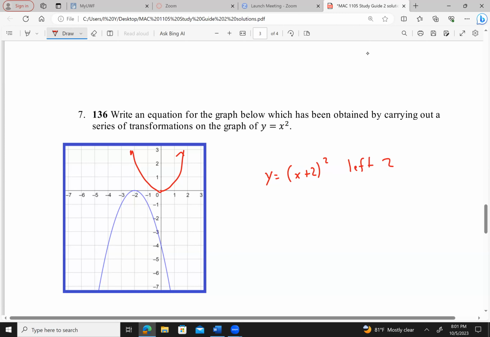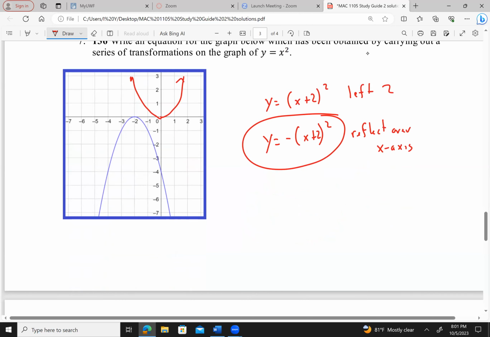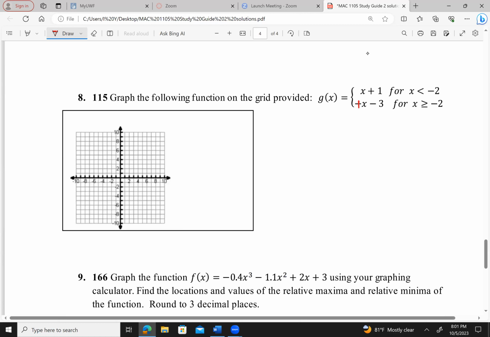Then I need to flip it over the x-axis. I have y equals negative of x plus 2 squared. And that's reflect over x-axis. That's what we're looking for. And this one, there is a typo. This should be positive. Otherwise, it's the same line.